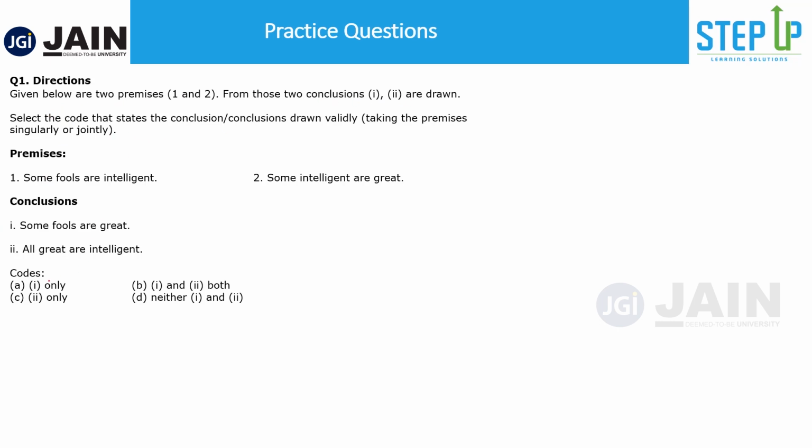We have to find the codes. So the codes are: whether only 1 can be drawn as a conclusion, or 1 and 2 both can be drawn, or only 2, or neither 1 nor 2. Okay, now, how do we do this?